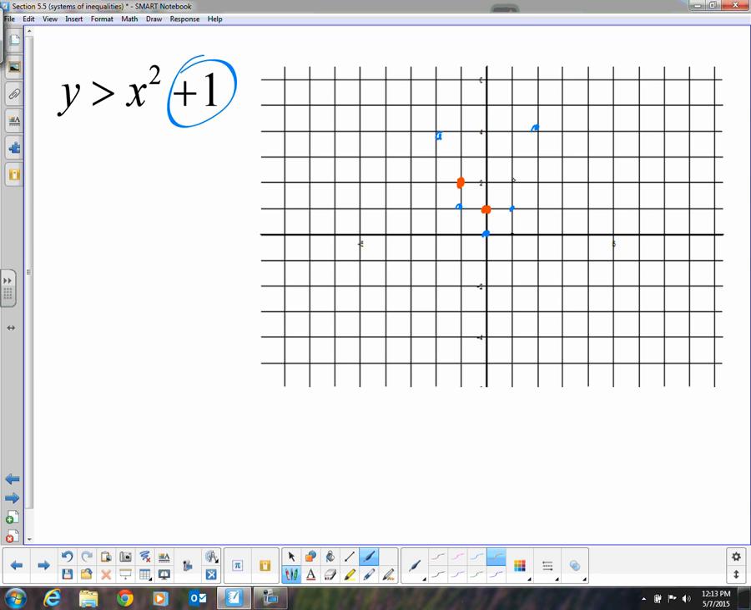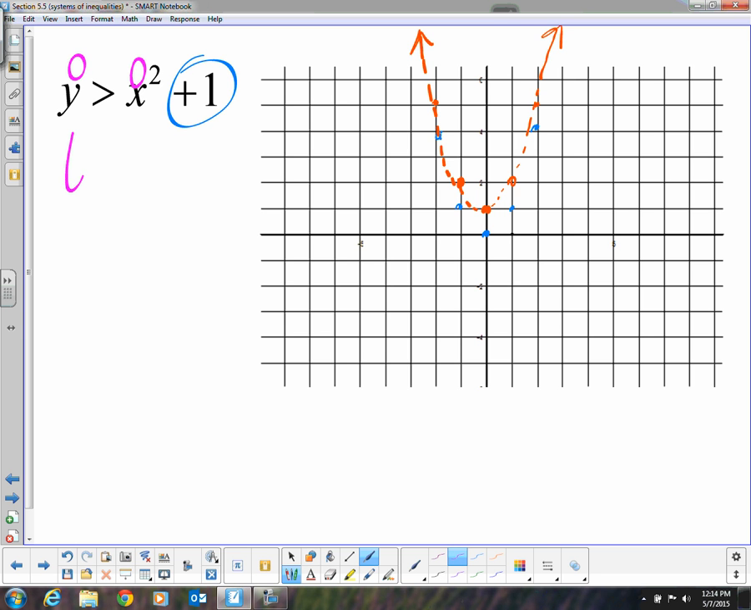Every point must go up 1 unit. Solid or dotted? So we're going to dot a line in here for my parabola. All right, so now we're going to pick an ordered pair. Toby, it can be anything. I'm going to choose 0, 0.